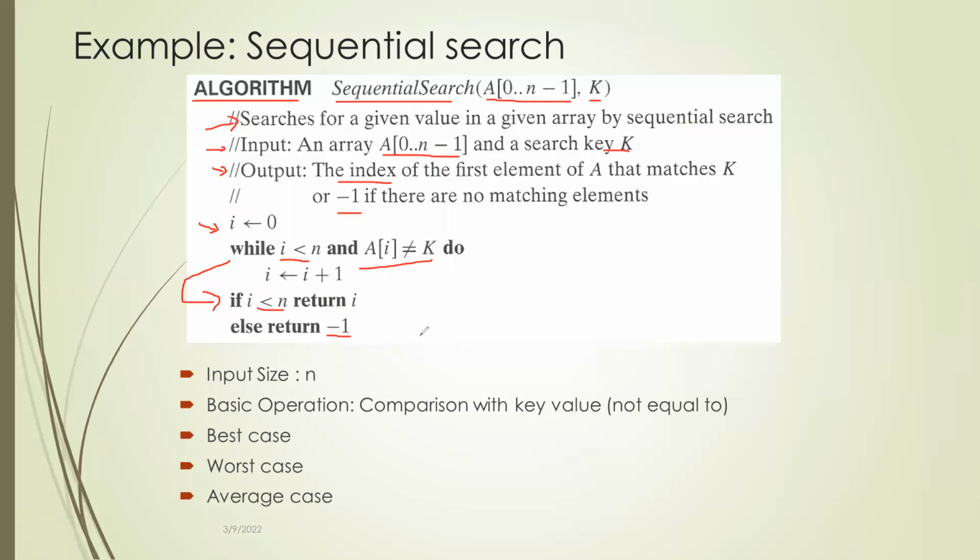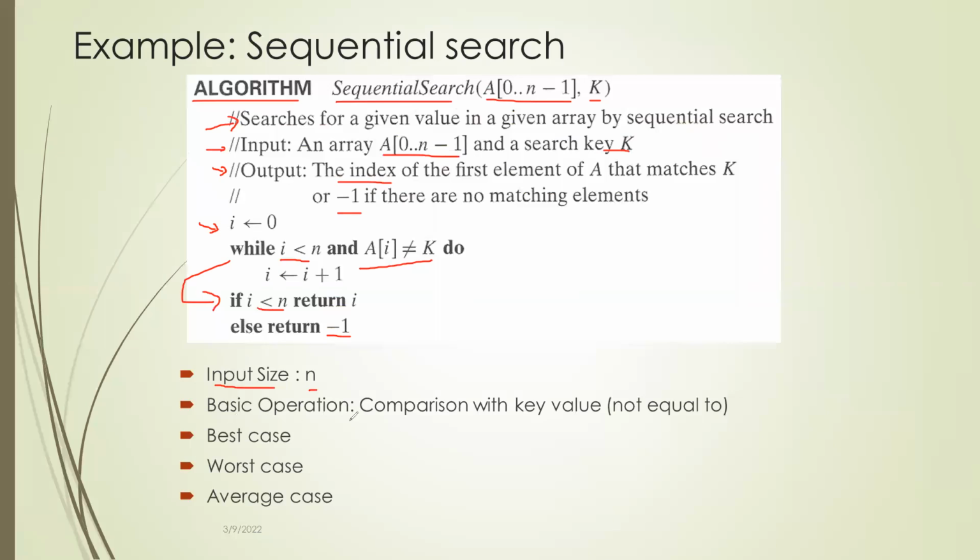Now we are going to find the time efficiency for sequential search. Since this algorithm's time efficiency depends on both the input size and the particular input, we have to calculate the best case, worst case, and average case time efficiency. The time efficiency is represented as a function of n. What is n? The input size. Here the input size is the number of elements in an array. So small n is the input size.